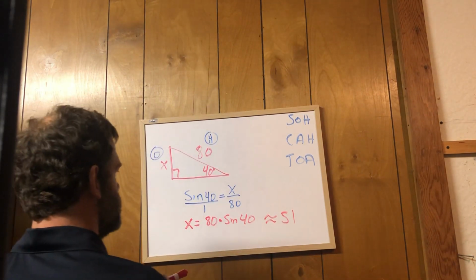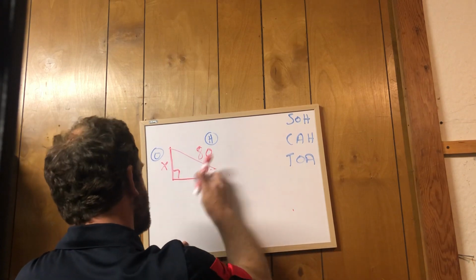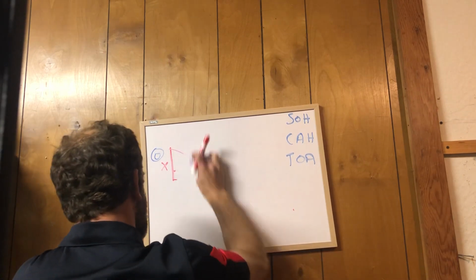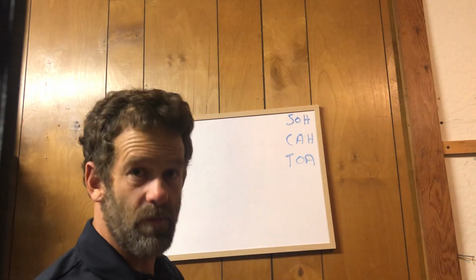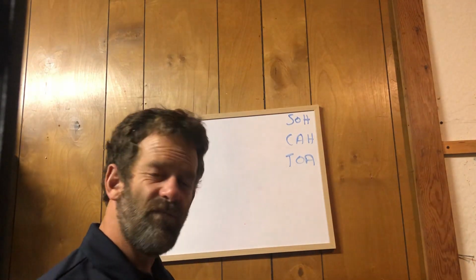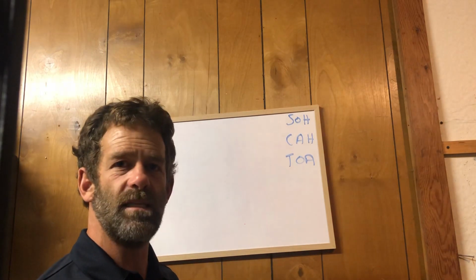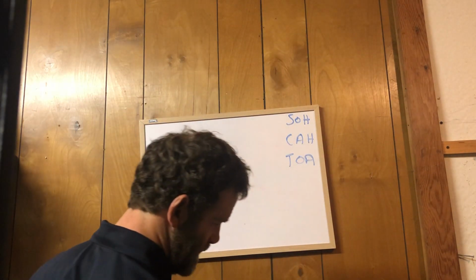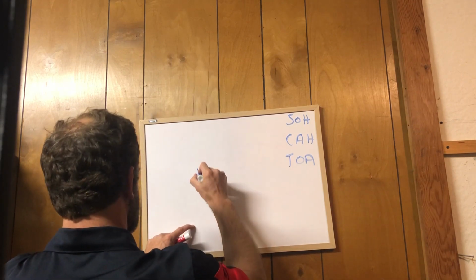Okay. Let's try another one. So what you guys are going to be doing today is, number 1, you're going to be finding missing angles. Number 2, you're going to be finding missing sides. That's it. Finding missing angles is always the inverse. Finding missing sides is the step-by-step what I give you. Okay, so here's another one.